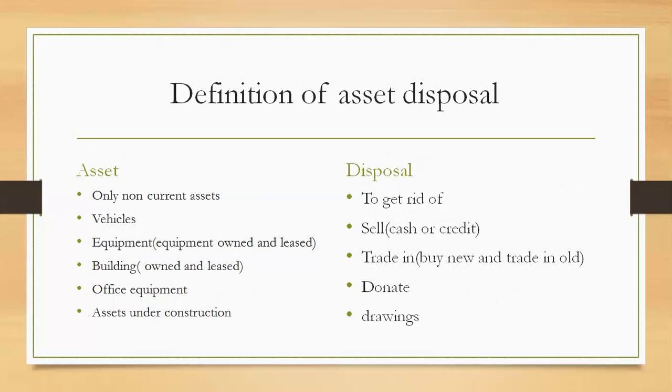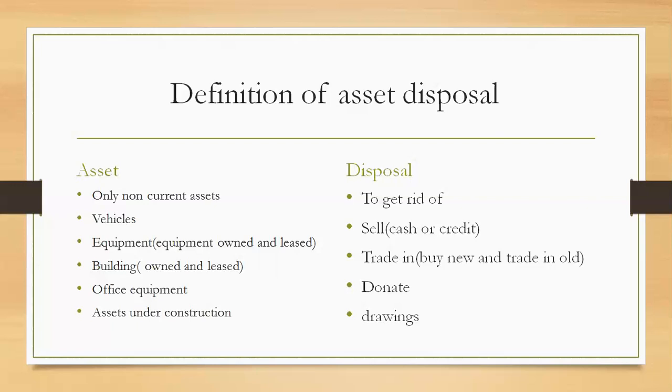What is the meaning of disposal? To get rid of something. We can get rid of non-current assets through sale, which can be for cash or credit. If we are selling our non-current asset for cash, the entry will be debit cash and credit that asset. And if we sell on credit, the name of the debtor will be debited.